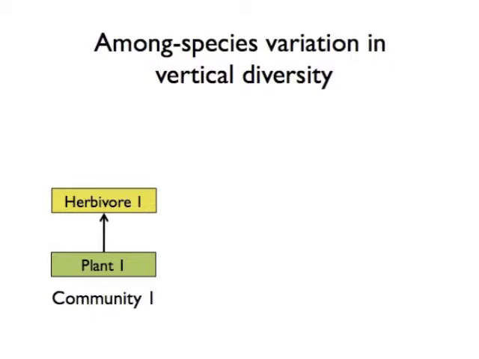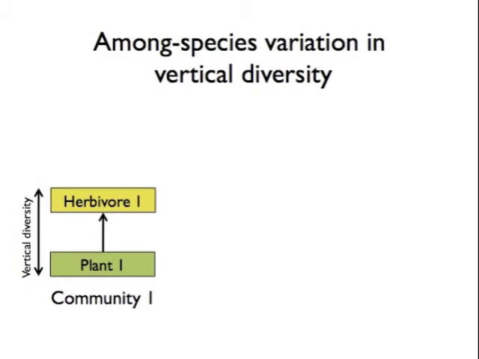Similarly, it's important to know the number of levels in a food chain, or the vertical diversity. Here we have Community 1 with 2 trophic levels, herbivores and plants, so its vertical diversity is 2 trophic levels high.